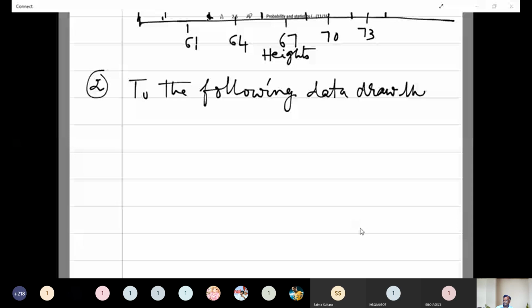Draw the histogram. Class interval. Here we are taking lifetime. Another one, frequency.